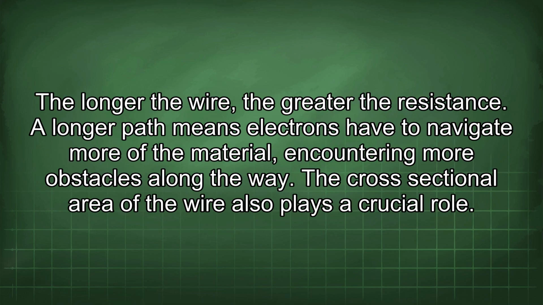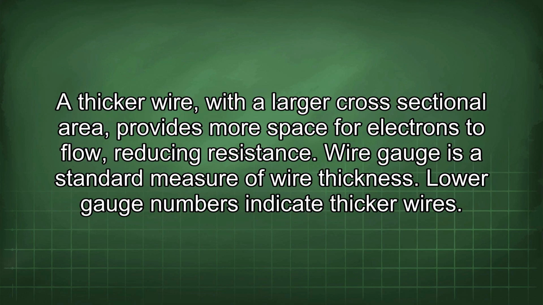The longer the wire, the greater the resistance. A longer path means electrons have to navigate more of the material, encountering more obstacles along the way. The cross-sectional area of the wire also plays a crucial role. A thicker wire, with a larger cross-sectional area, provides more space for electrons to flow, reducing resistance.